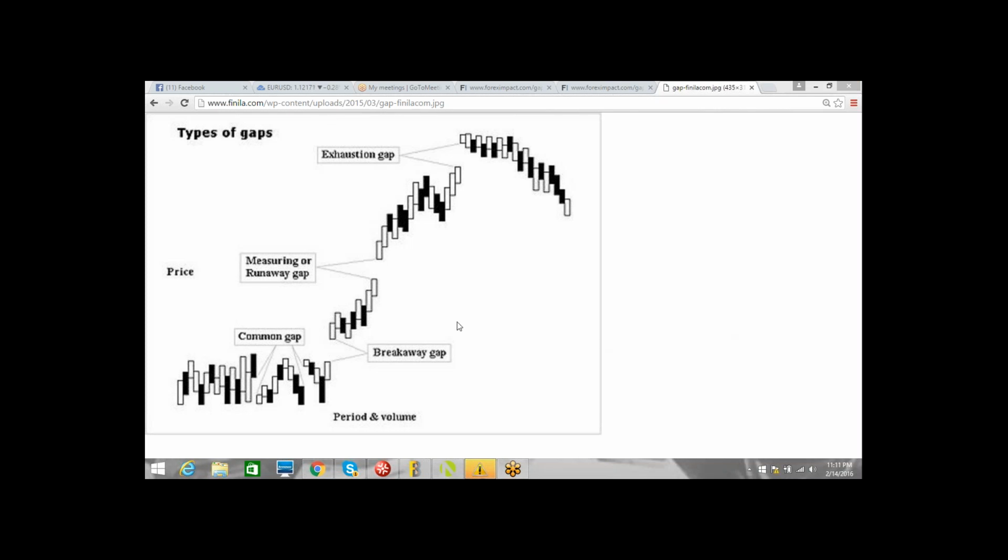All right, so the last type of gap, continuation gaps. Continuation gaps occur in the middle of a price pattern or trend and signal a rush of buyers or sellers, depending if it's going up or down, that have a common belief in the future direction of a currency pair. So where it says measuring or runaway gap, those are other names for a continuation gap. As you see, there's a breakaway gap that begins an upwards trend, and then along the way, there's another gap and it continues going up. So that's a continuation trend.